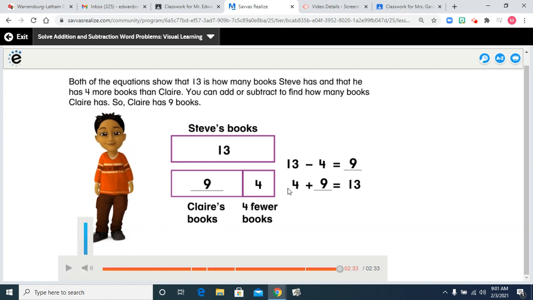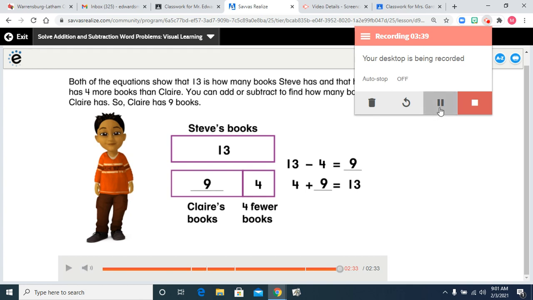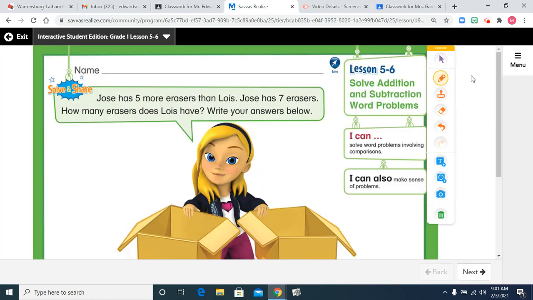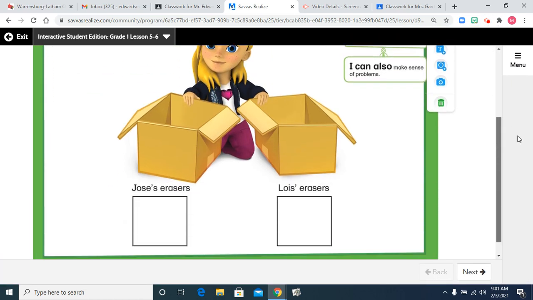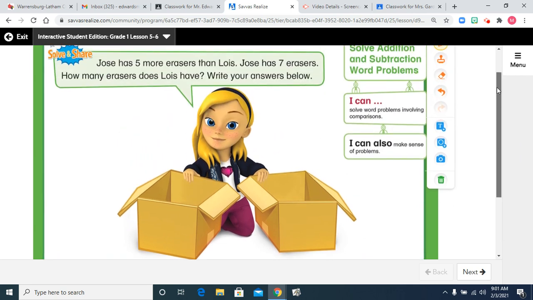Okay, so this is what we're doing today. You need to be in your math workbook volume 1 and turn to page 329. That is page 329. Okay, if you're on page 329, it should look like this. Let's read the directions and we will get started.